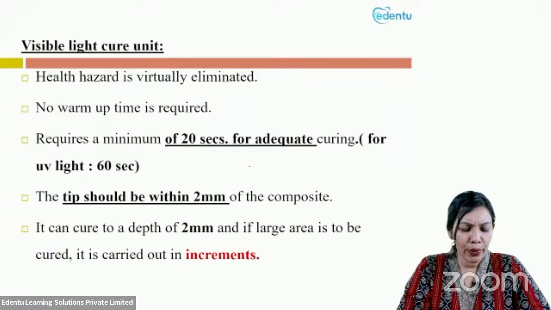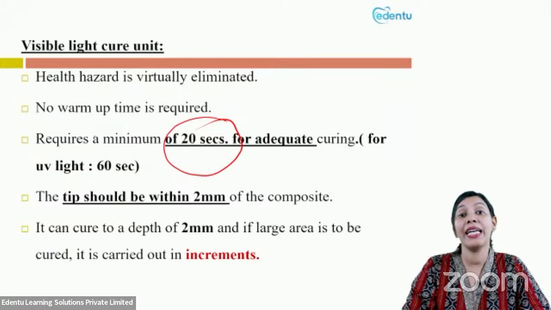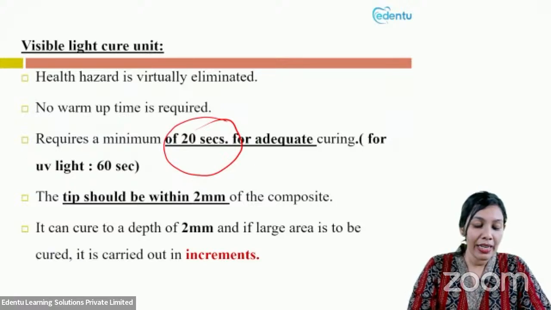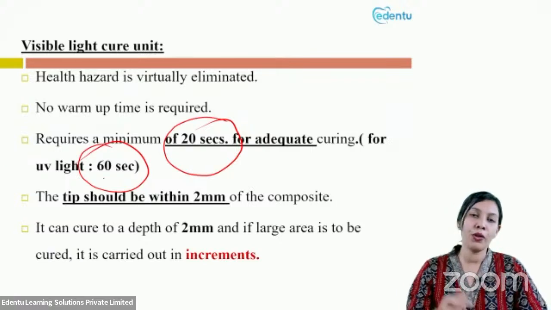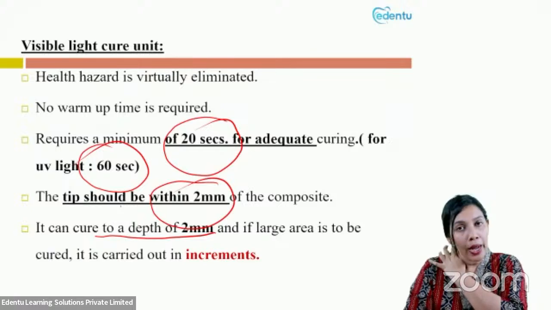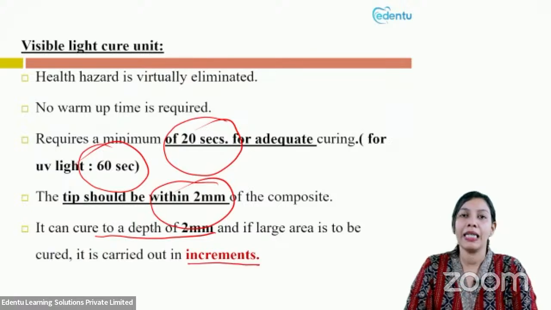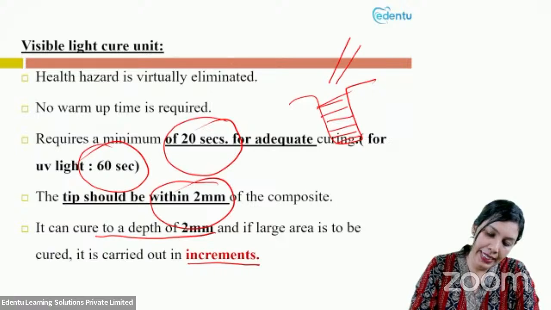For the visible light unit, we need to give a minimum exposure of 20 seconds. In the case of UV, it needs about 60 seconds. This is another important difference. And the tip should be within 2 mm of the composite. That is a very important point, commonly asked. It can cure up to a depth of 2 mm. We usually place the composite in increments. Very important. In the cavity, we place it in increments, and cure for 20 seconds at a distance of 2 mm from the composite surface.